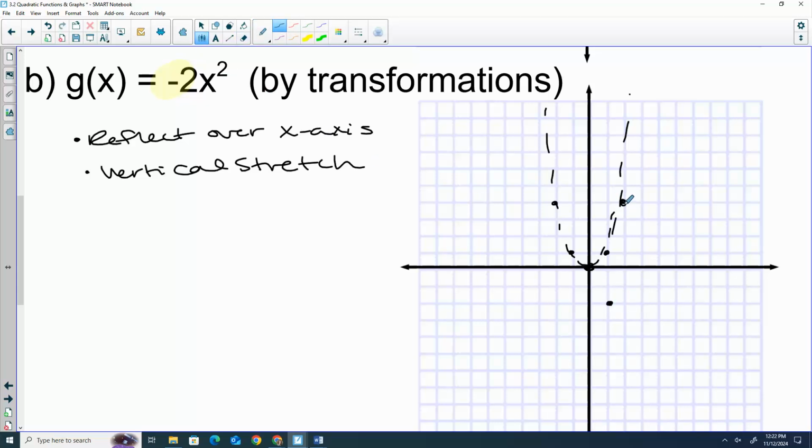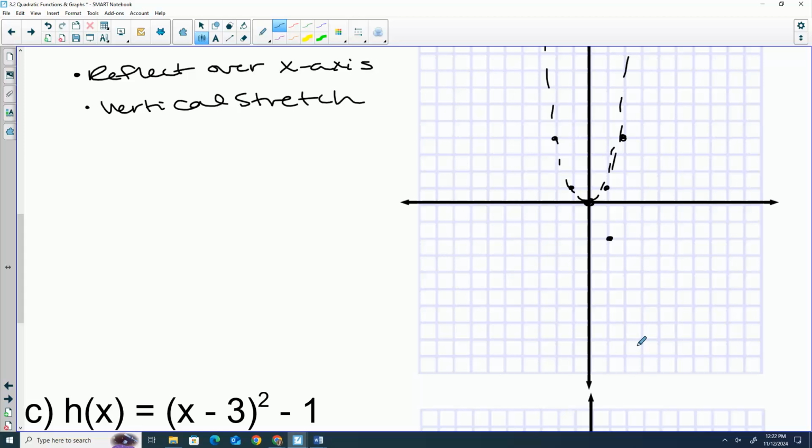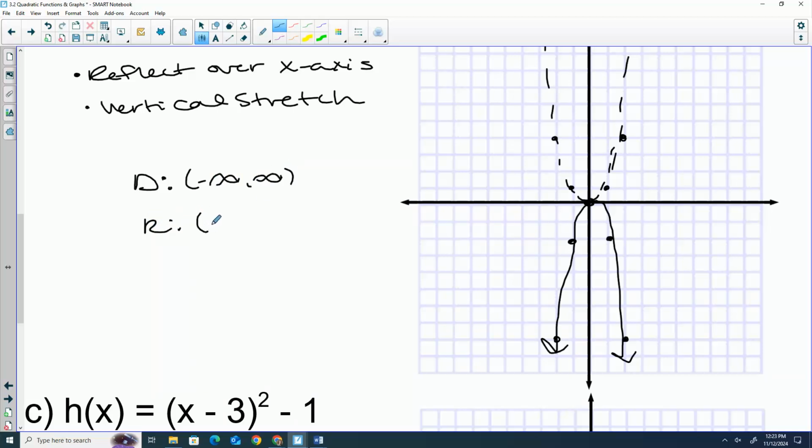Okay, at this point my y is 4 times negative 2 is negative 8. Same thing over here. Y is 1 times negative 2 is negative 2. Y is 4 times negative 2 is negative 8. So we get this skinnier upside down parabola. What's the domain? Negative infinity to infinity, the range? Okay.